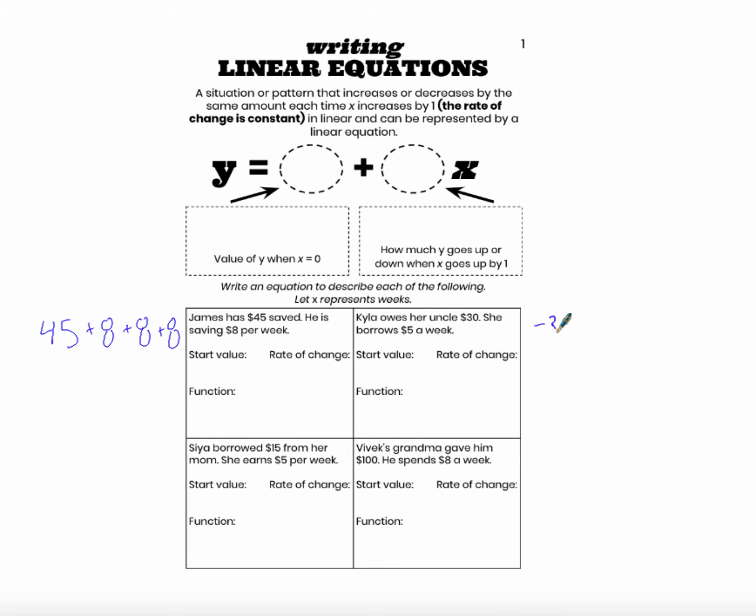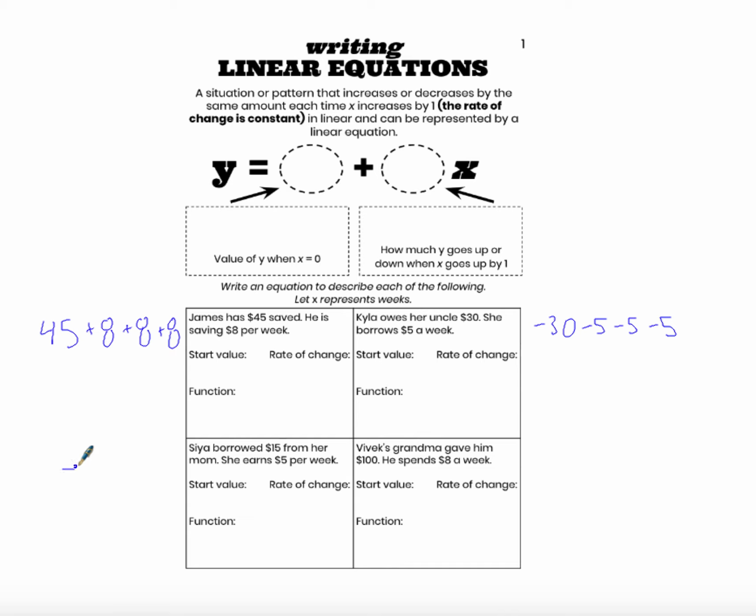Similarly, Kyla, she has $30. Well, actually she owes $30, so she has negative $30. And then she borrows $5 the first week. So she has negative 35. The second week, she borrows $5 more. She has negative 40. The third week, she borrows $5, negative 45. So again, we have a constant rate of change, this time a constant decrease by $5.